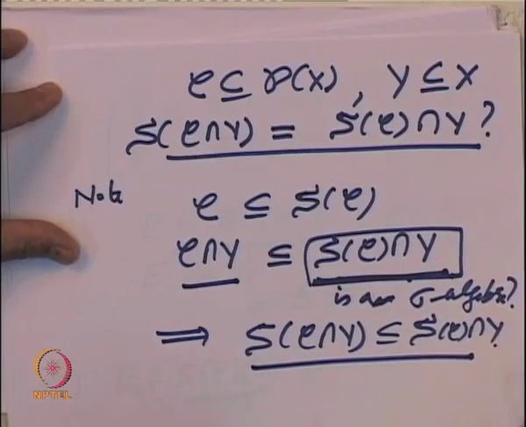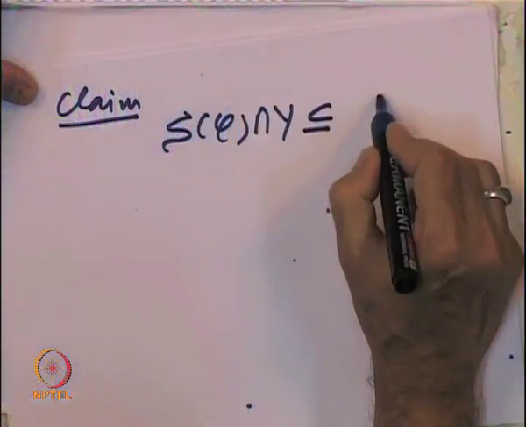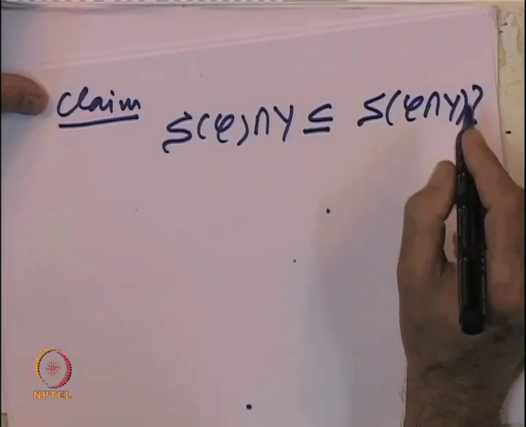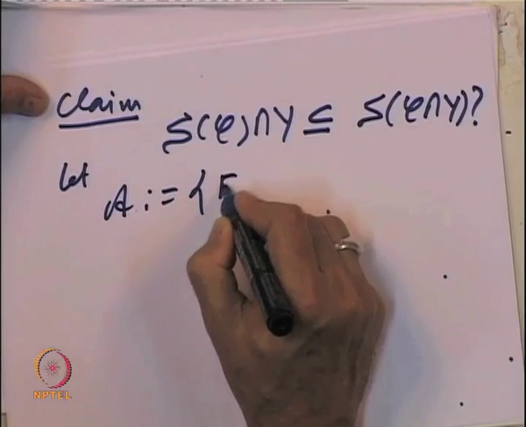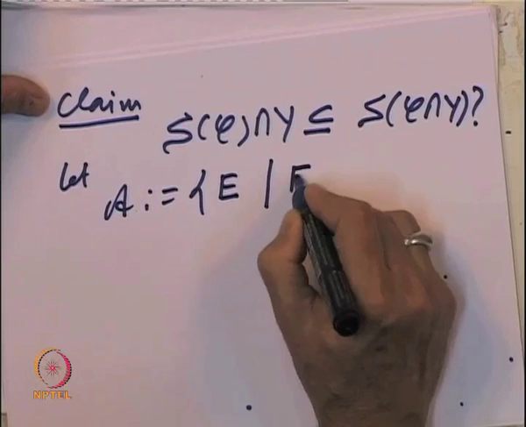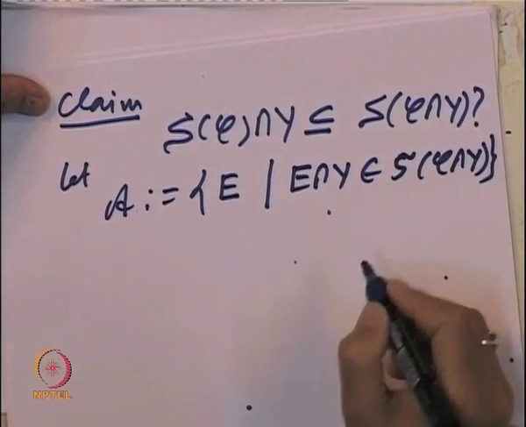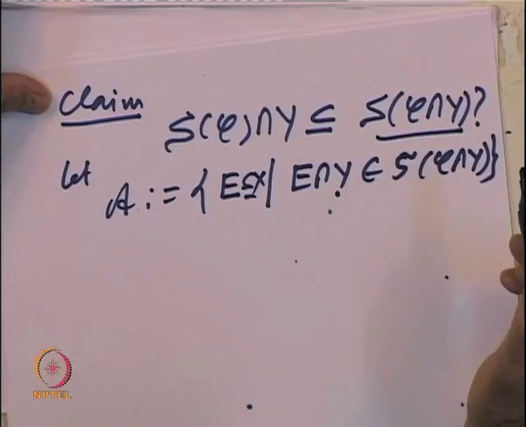We have to prove the other way around inequality. So, let us try to prove the other way around inequality, namely the claim that S of C intersection Y is also a subset of S of C intersection Y. This is what is to be proved, and the proof once again uses a similar technique. Let us write A, look at all those subsets E in X such that their intersection with Y is inside this sigma algebra.